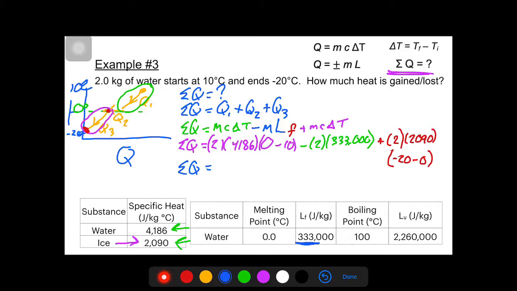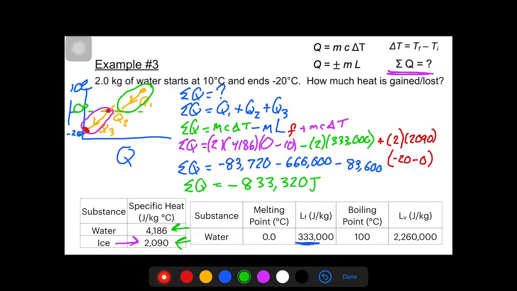So then we add up all of these Q's, and we're going to break them into the pieces. The first part, the phase change of liquid water, was negative 83,720 joules. The phase change was negative 660,000 joules, and the temperature change of the ice was negative 83,600. And when we add all of those negative numbers together, we get a negative 833,320 joules. That's where that number came from.